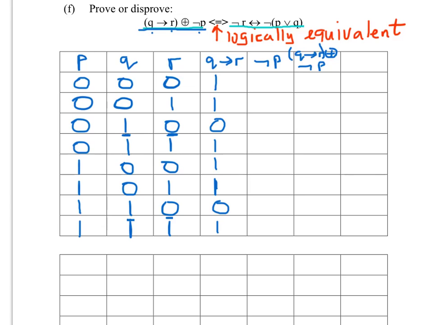The column not P is an easy enough column to fill out. Wherever there's a 0 in the P column, I write a 1 in the not P column. So I've got 4 1s. And whenever there's a 1 in the P column, I write a 0. So I've got 4 zeros.